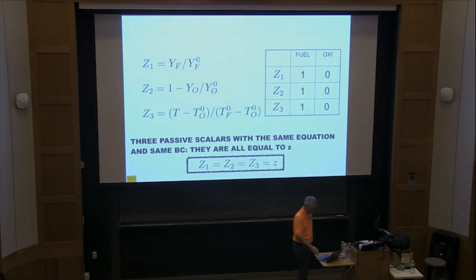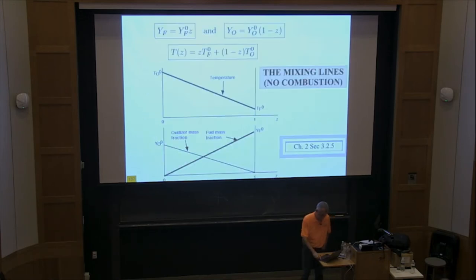Why do I do that? Well, because now if I know that this thing is equal to Z, I can deduce YF from that. I can deduce YO from that. I can deduce temperature from that. And I got what we call the mixing lines. The mixing lines, this is all intuitive at the beginning. Again, be careful. It starts simply, but it's not simple in 5 minutes.